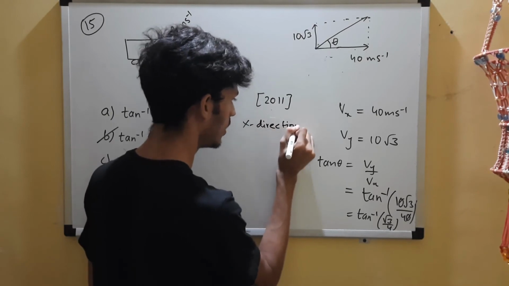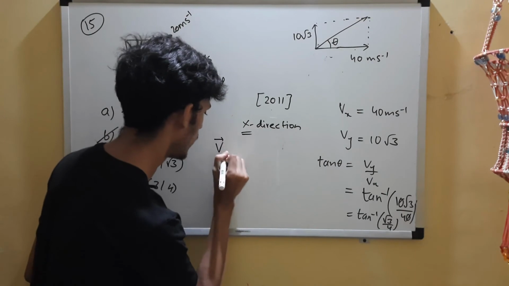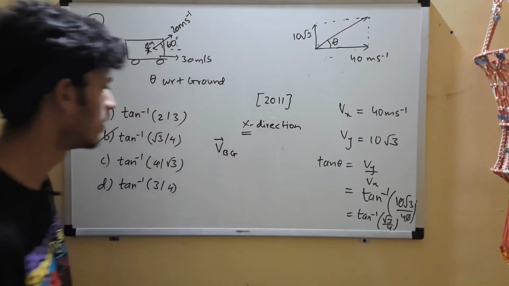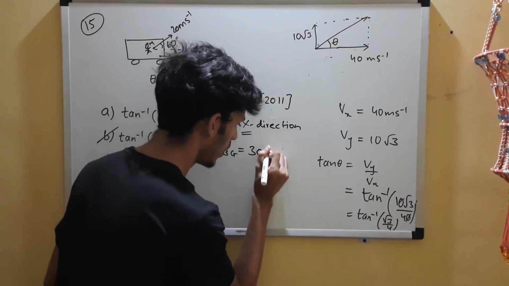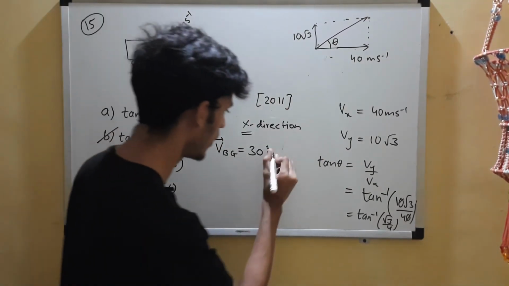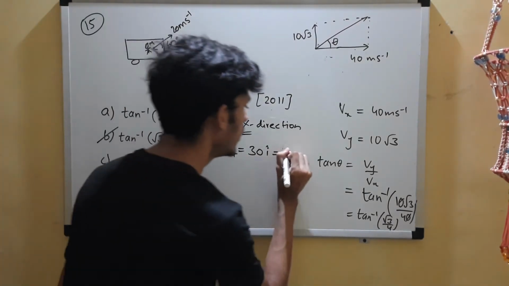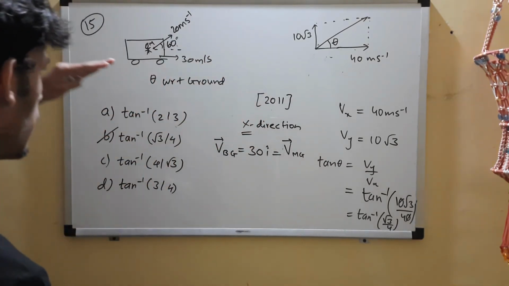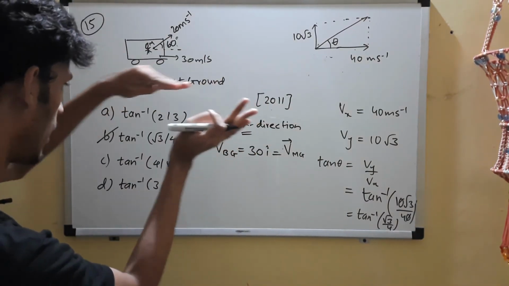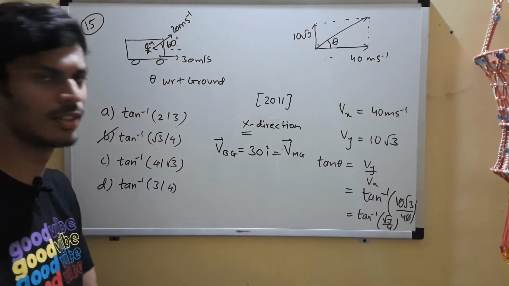Okay, so let's consider the x direction again. So let's find out what is the velocity of bus with respect to ground. It is 30, right? Straightforward. 30 I cap. Okay, let's consider this as the positive x direction. This will be apparently the velocity of men with respect to ground, right? Men is also there at rest in the bus. So men is also moving with the bus, right?